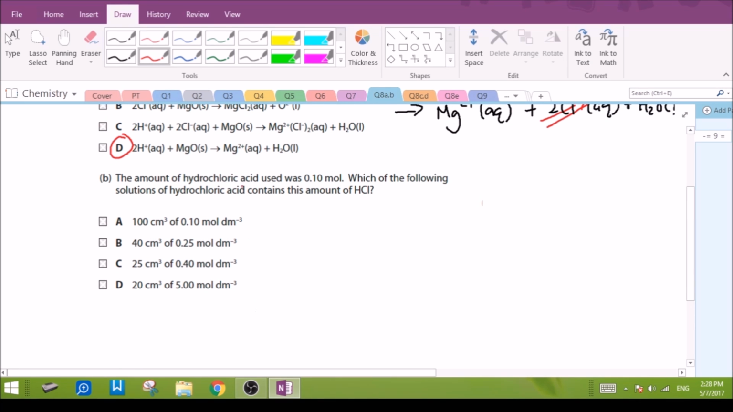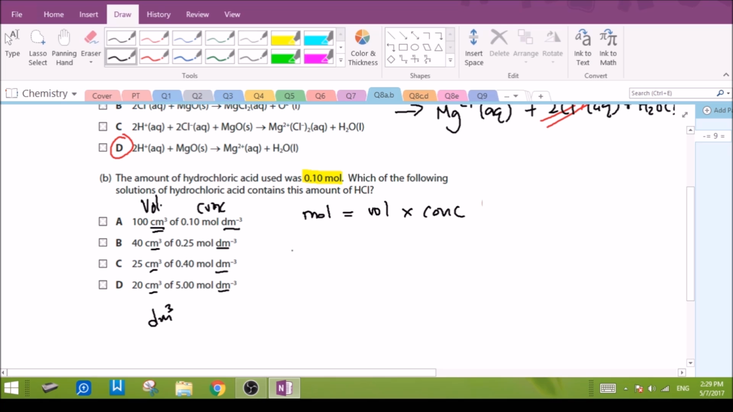Alright, number 9, the amount of hydrochloric acid used was 0.1 moles. Which of the following contains this amount of hydrochloric acid? So we are given volume. For the 4 options, we are given volume and we are given the concentration. So the simple equation is number of moles equals the volume multiplied by concentration. But then you have to be mindful to change the volumes to dm cube, because the concentration is expressed per dm cube.